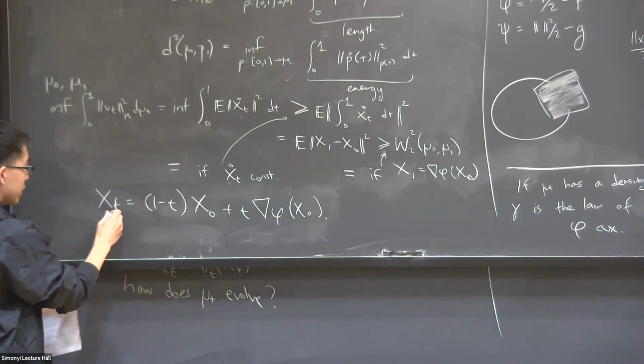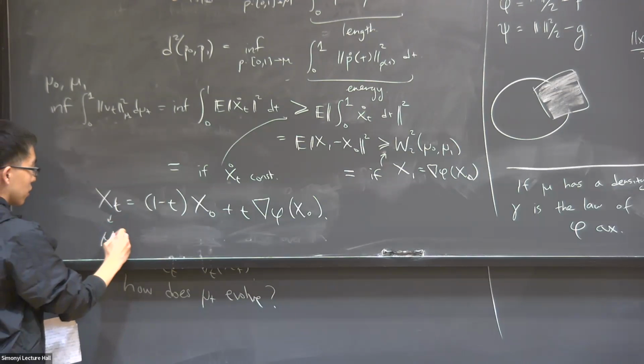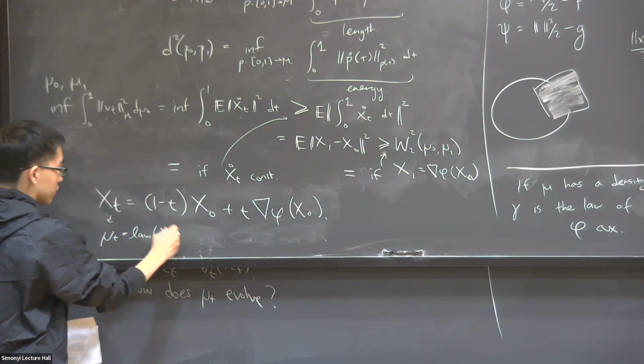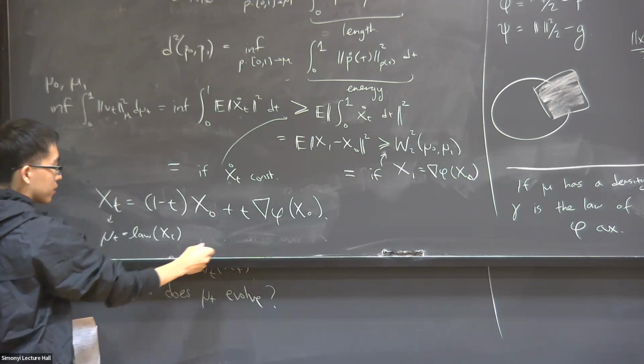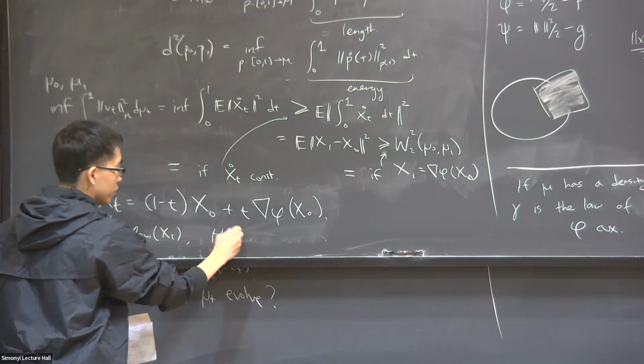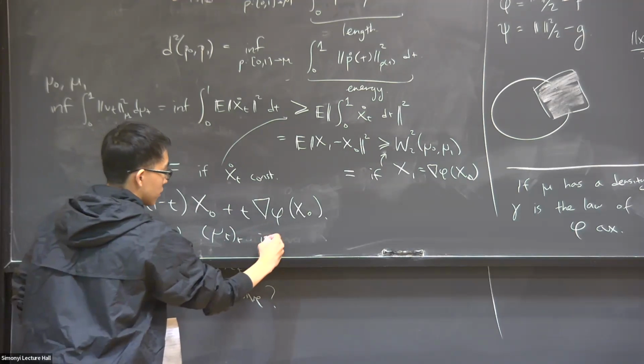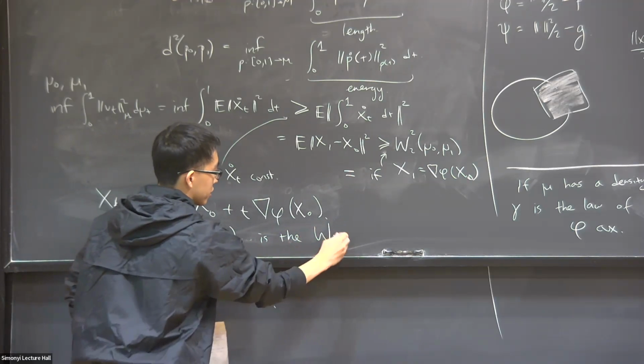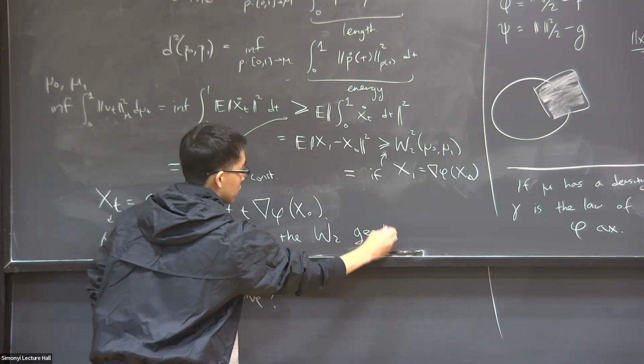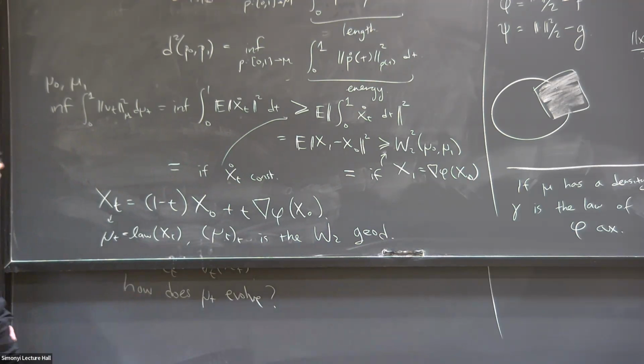Specifically, if I say mu t is the law of xt, where xt is defined in this way, then mu t is called the W2 geodesic. So now we've identified the shortest paths in this space, and it has a very satisfying answer.